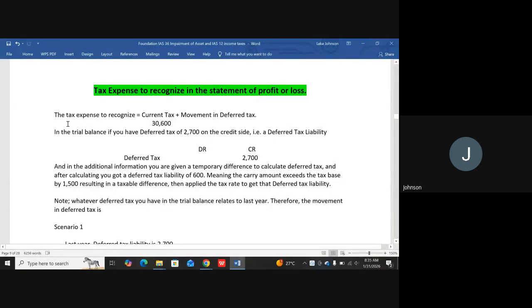The tax expense to recognize is always going to be the current tax, which I told us how to get. It's going to be the taxable profit multiplied by the tax rate, plus movement in deferred taxes. So we already know what a deferred tax is. I told us that is the tax rate multiplied by the temporary difference. That's how you get deferred tax. So this deferred tax, we can get a deferred tax liability or a deferred tax asset, based on the differences between our carrying amount and the tax base of an asset. So it can give us the kind of deferred tax that we have.